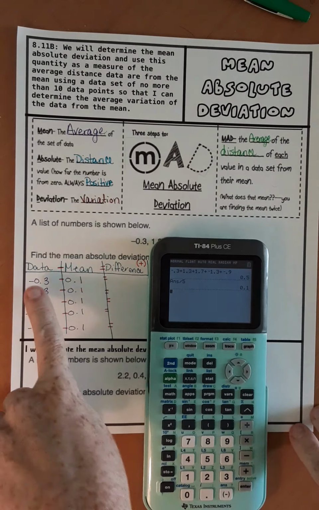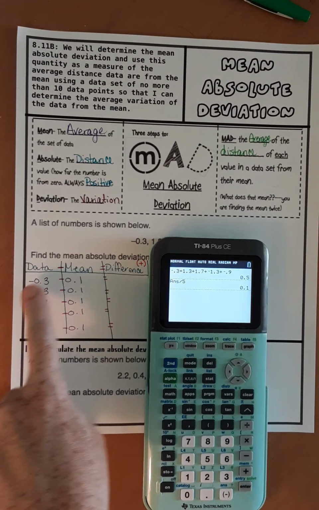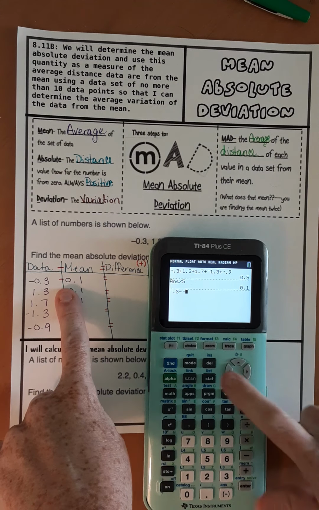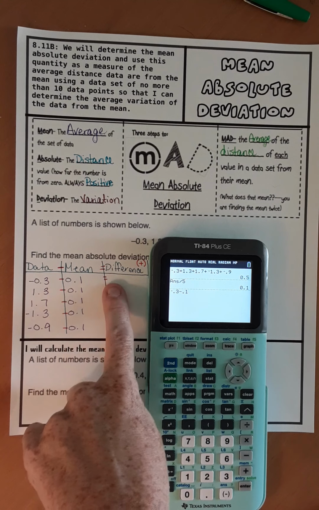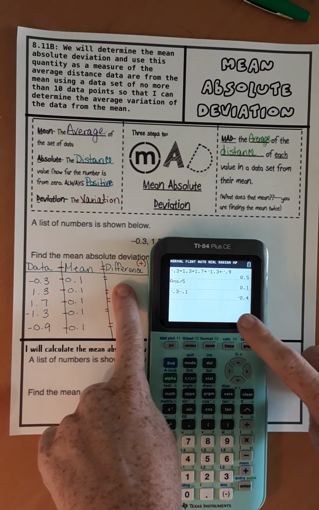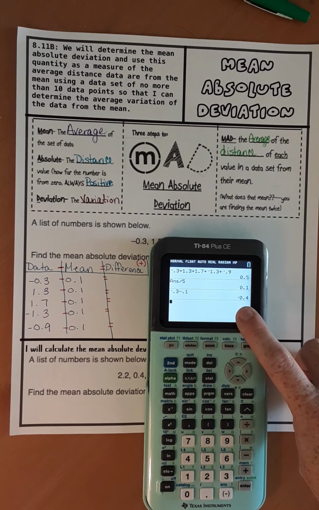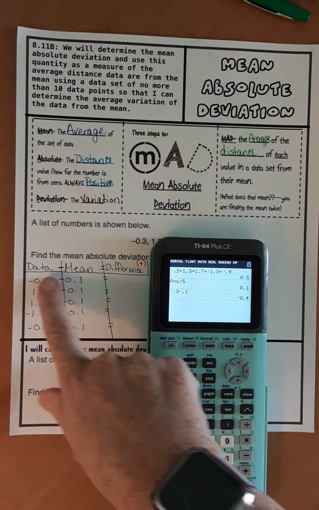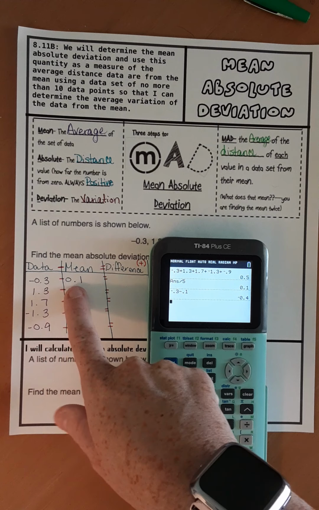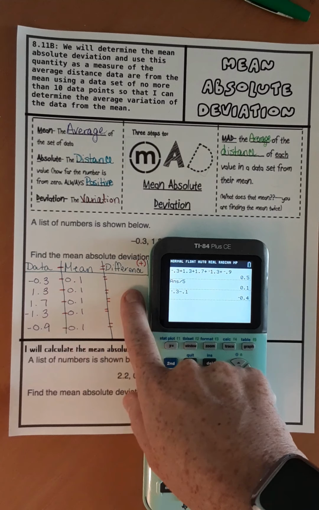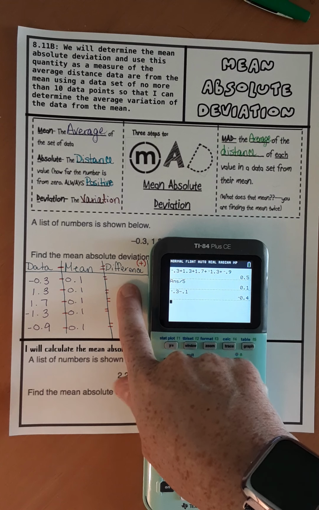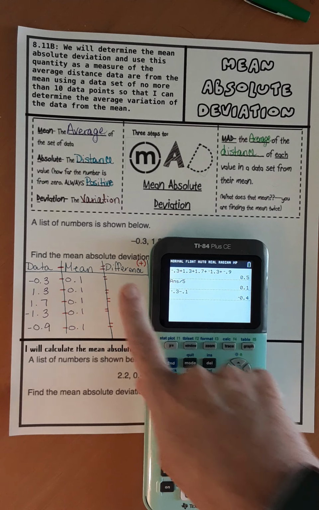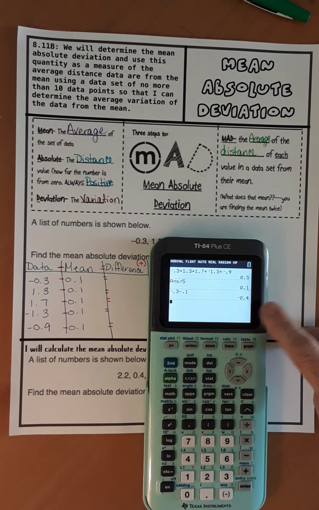So now we're just going to subtract straight across. So I have negative 0.3 minus 0.1. And I get negative 0.4. Now we're talking about the distance this data point is from the average. So that means that we can't have a negative distance. So we're going to ignore the negative sign and just write the 0.4.